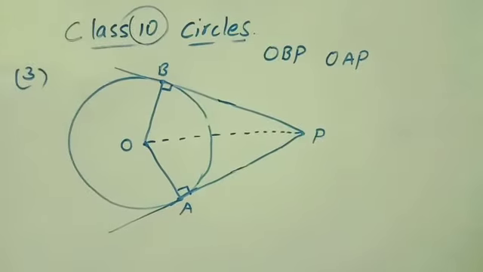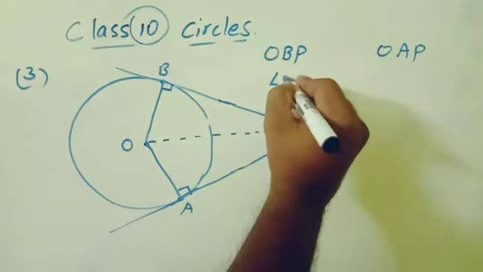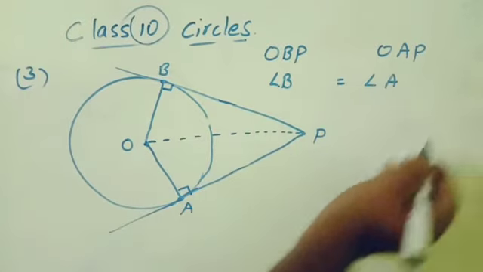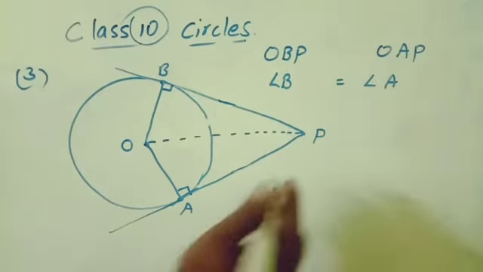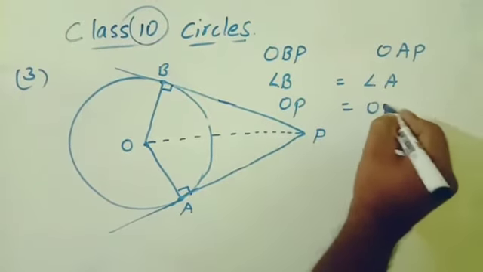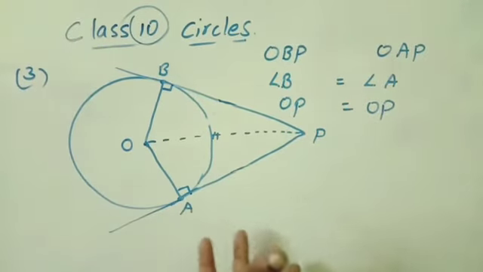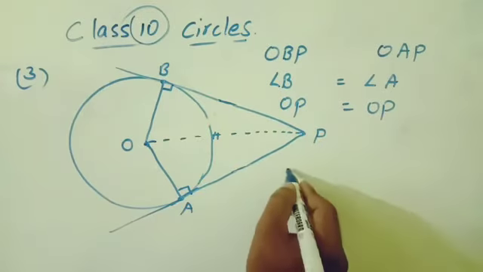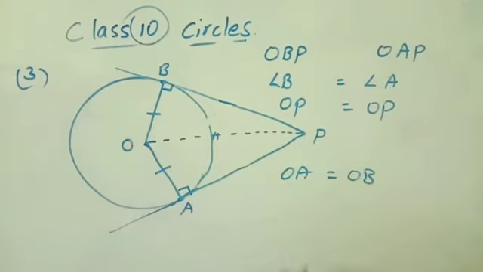Now I want to check whether these two triangles are congruent or not, with proper reasons. Let us write triangle OAP here. Can I tell angle B is equal to angle A? Yes or no? Angle B is equal to angle A and this is 90 degrees, right? Can I tell OP is equal to OP? OP is the hypotenuse for both the triangles and it should be equal to itself. Can I tell OA is equal to OB? OA is obviously equal to OB because both are radii of the circle.